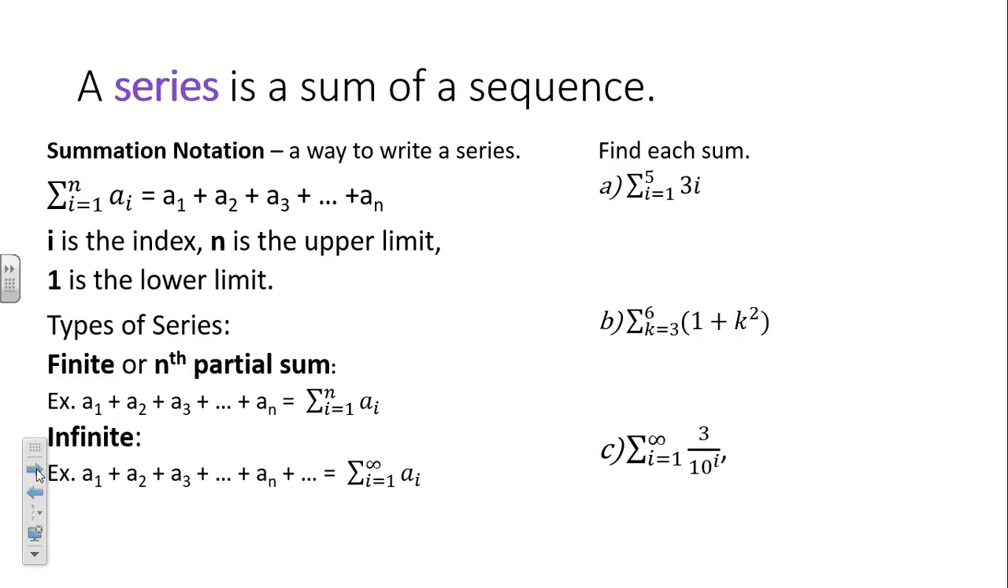Series. A series is next. Our sequence was an ordered progression of numbers, often surrounded by curly brackets. A series is nothing more than the sum of a sequence. So we are going to use something called summation notation, which is just a way to write a series. We use the Greek letter sigma to denote a summation.